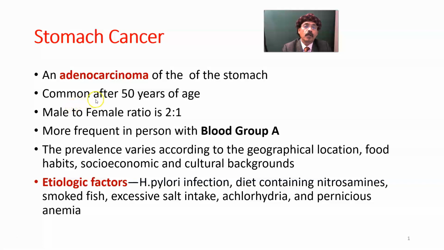Stomach cancer occurs after 50 years of age in most cases. Male to female ratio is 2:1, more frequent in persons with blood group A. The prevalence varies according to geographic location. It is more common in Japan, Korea, East Europe, and Latin America than in North America, USA, or Canada, and its prevalence is decreasing gradually. It also depends on food habits, socioeconomic, and cultural backgrounds.